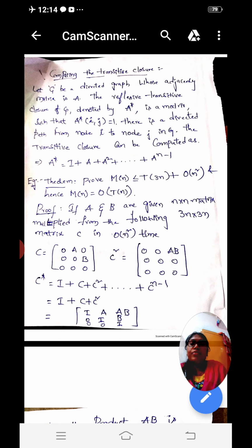In the next video we will discuss the theorem and what it represents. Here, look at the analysis. What is the time complexity of transitive closure? It is big O of n cube. Here we use one algorithm, that is the Warshall algorithm, the Floyd-Warshall algorithm.